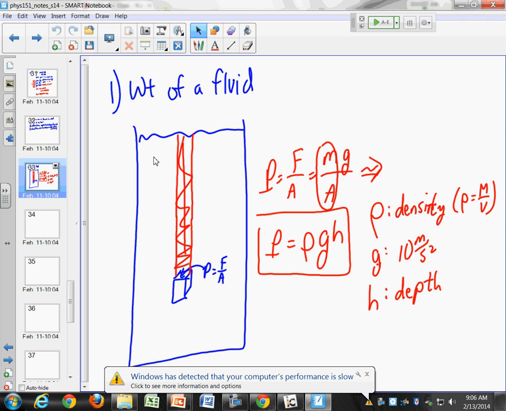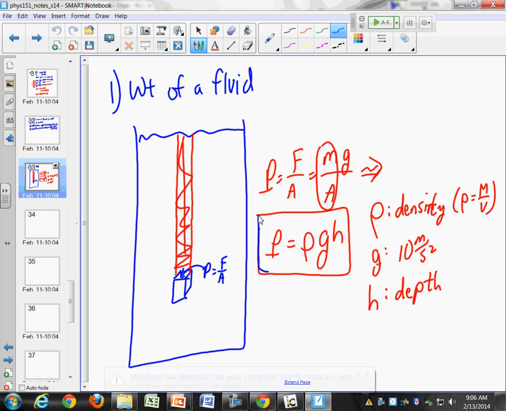Yeah, and the first thing we did, sort of did this loose derivation. You're not responsible for the derivation, but define the pressure at a certain depth is equal to the density of the fluid, rho, the acceleration due to gravity, 10, and the height or the depth of the liquid.